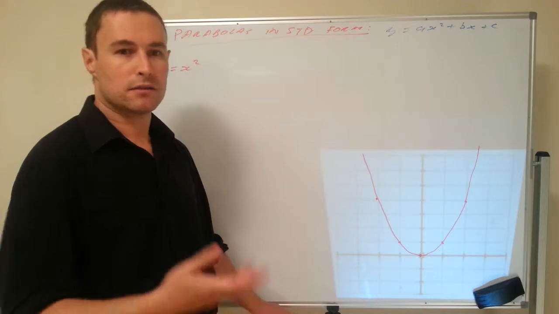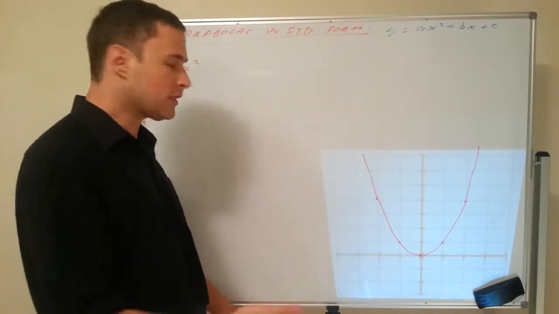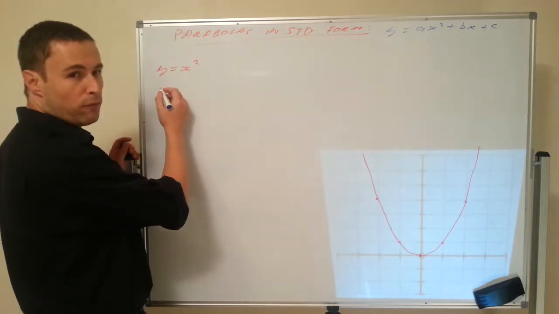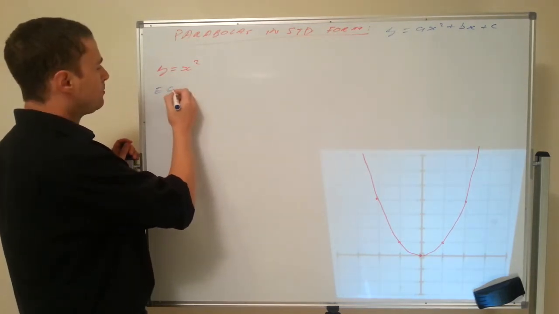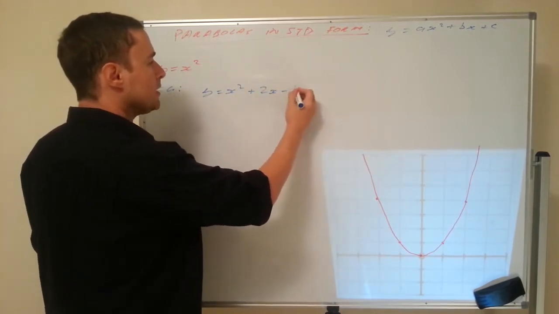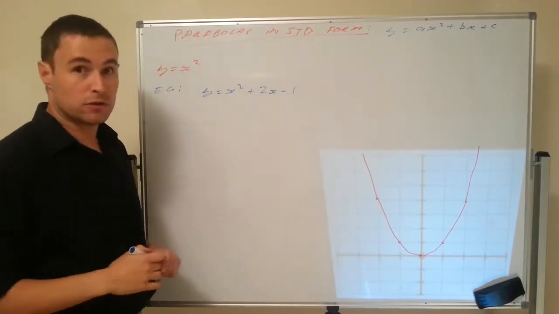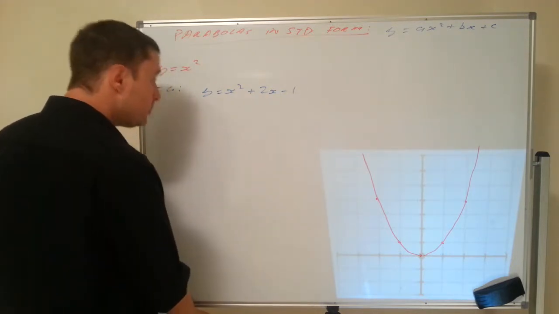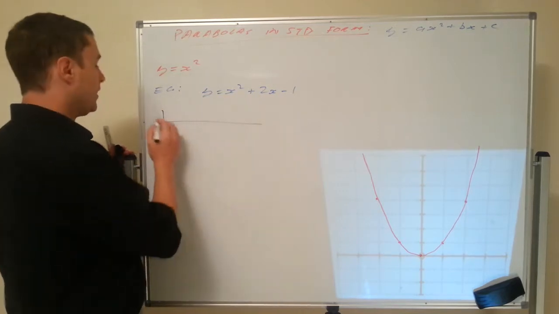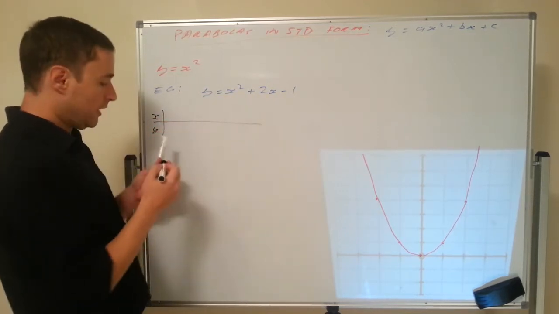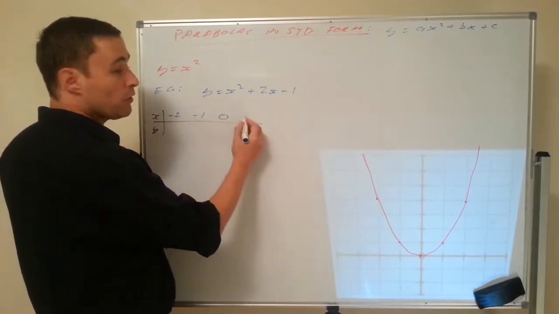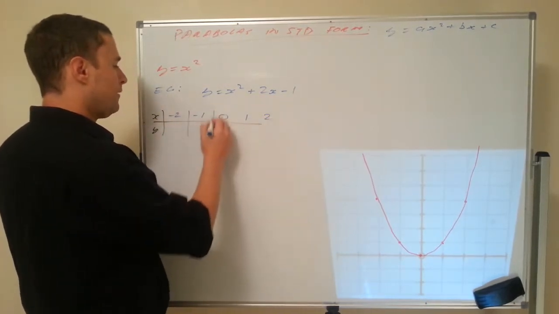Now let's take a look at plotting using coordinates, just like what we did with the straight line graphs. Let's look at the coordinates for plotting our example, y equals x squared plus 2x minus 1. Okay, so all that I'm going to do is exactly like a straight line graph. I'm going to choose a random number of points, and I'm going to plot them. So I'm going to choose negative 2, negative 1, 0, 1, 2. Okay, let's just take 5 points.